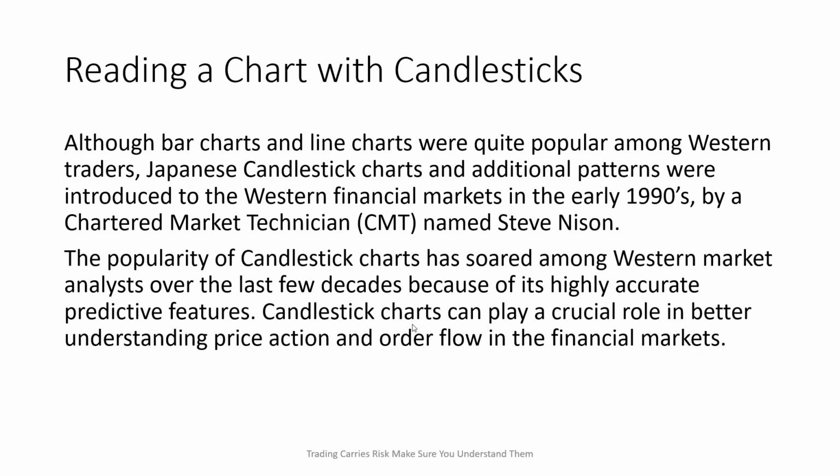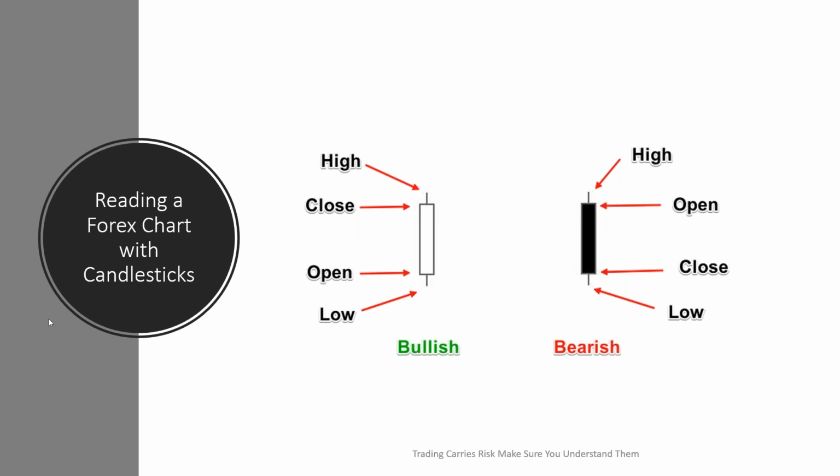So although bar charts and line charts are quite popular among Western traders, Japanese candlestick charts and additional patterns were introduced to the Western markets in the 1990s. The popularity of candlestick charts has soared over the last few decades because of its highly accurate predictive features. Candlestick charts can play a crucial role in better understanding price action. Now, a candlestick is placed on a chart on the same time frame, just like we looked at the bar chart.